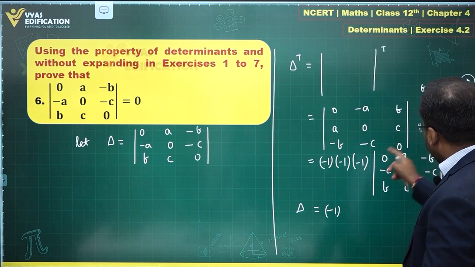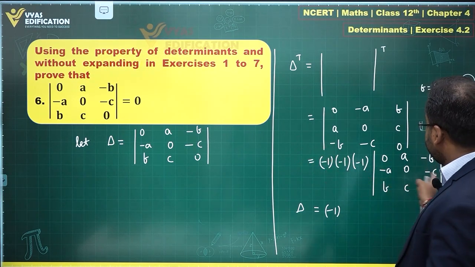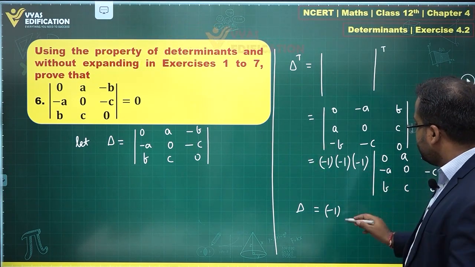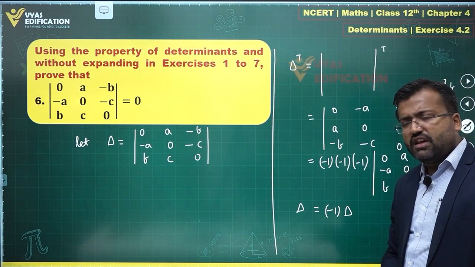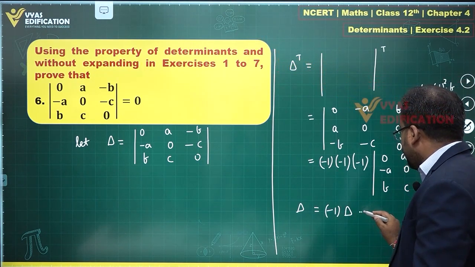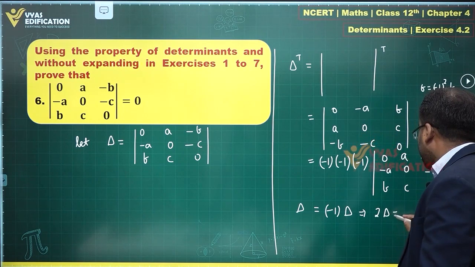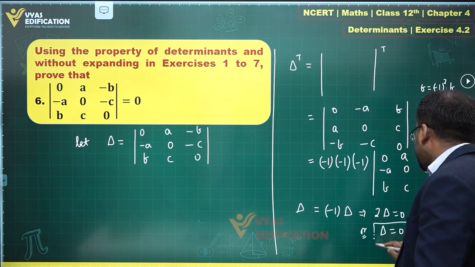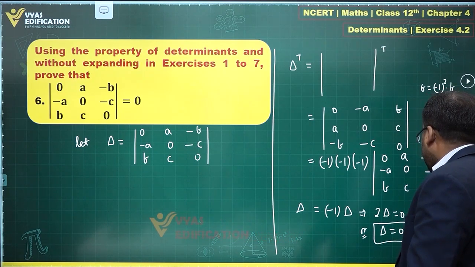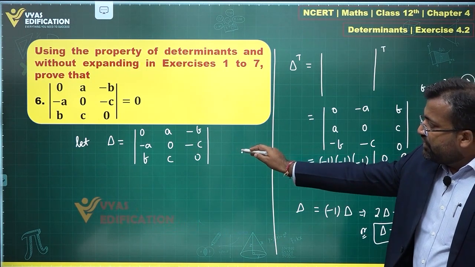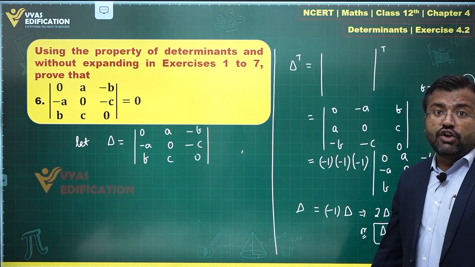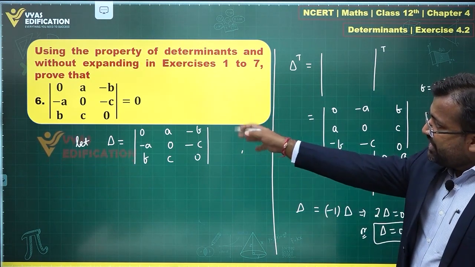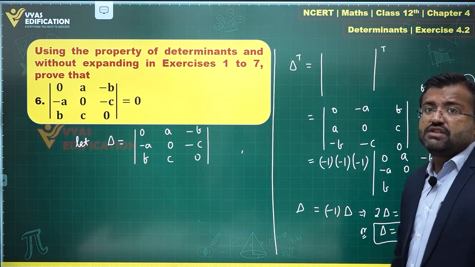What is this determinant equal to? The determinant with rows 0, a, minus b; minus a, 0, minus c; b, c, 0. This is same as delta. Okay. So delta is equal to minus delta. This will give me 2 delta is equal to 0. Or we can observe that delta is simply equal to 0. This is what we wanted to prove, that delta is equal to 0. Delta is that determinant that is equal to 0. That's a complete proof of this.